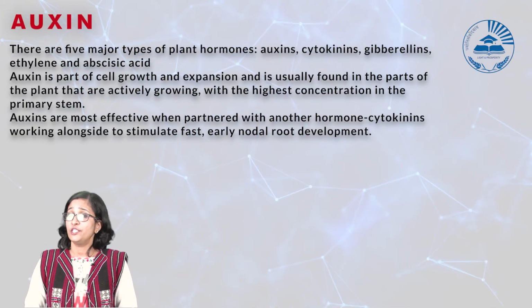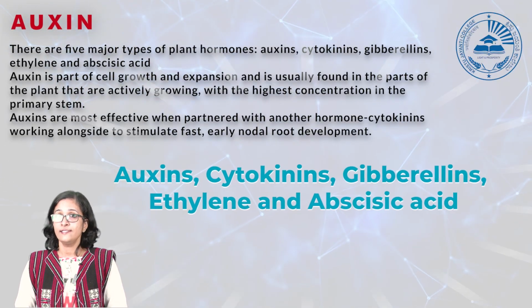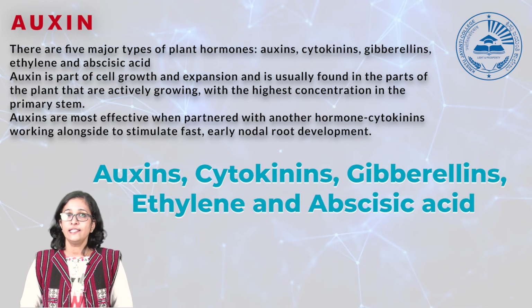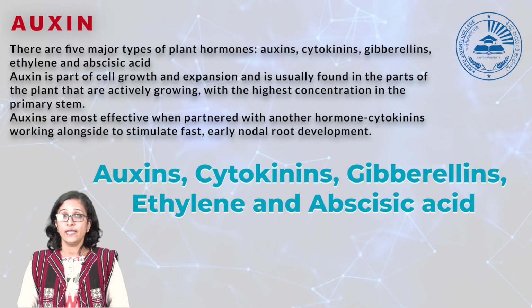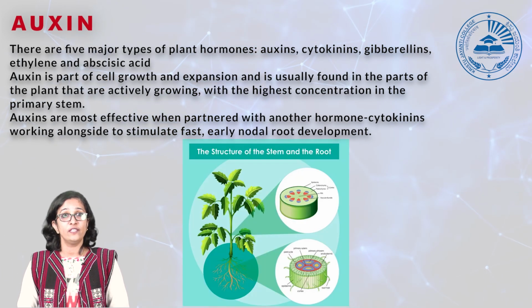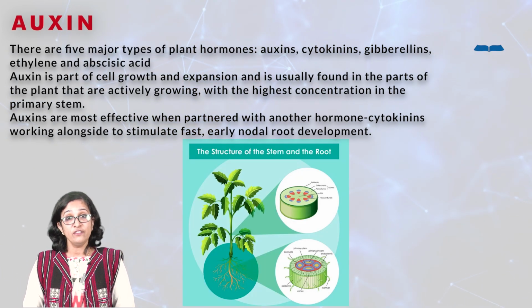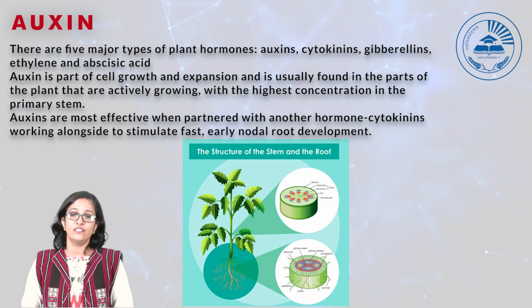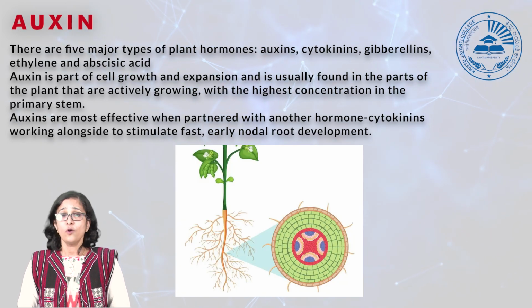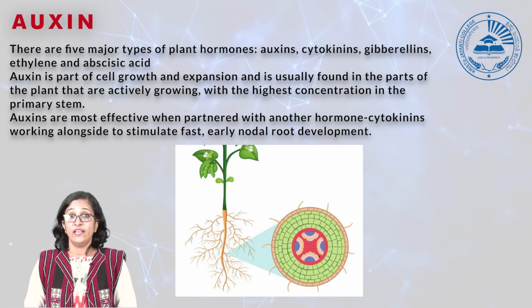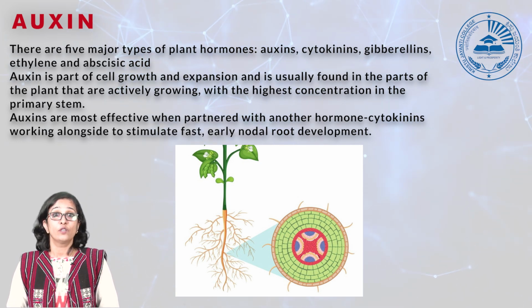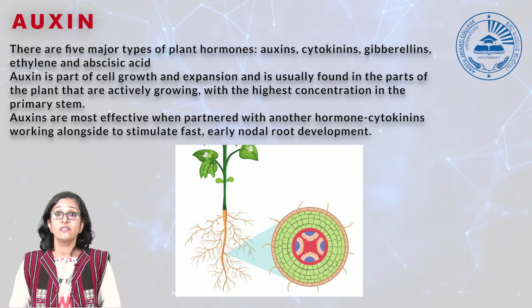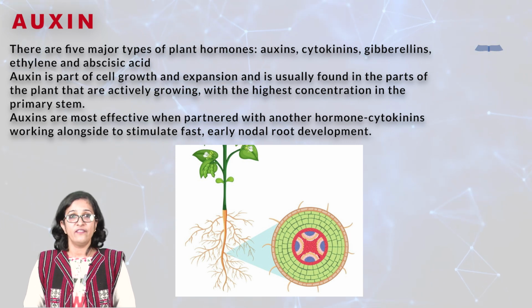There are 5 major types of plant hormones: auxins, cytokinins, gibberellins, ethylene and abscisic acid. Auxin is part of cell growth and expansion and is usually found in the parts of the plant that are actively growing, with the highest concentration in the primary stems. Auxins are most effective when they are partnered with another hormone, that is cytokinins, working alongside to stimulate fast and early nodal root development.